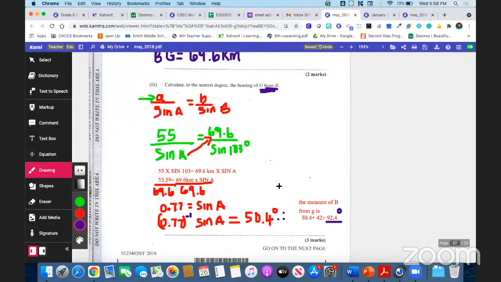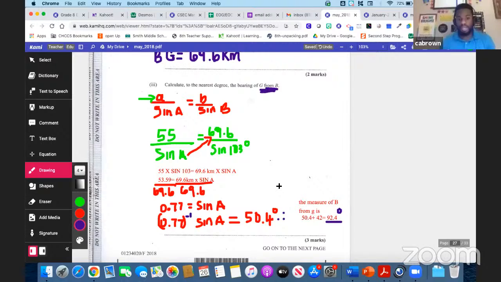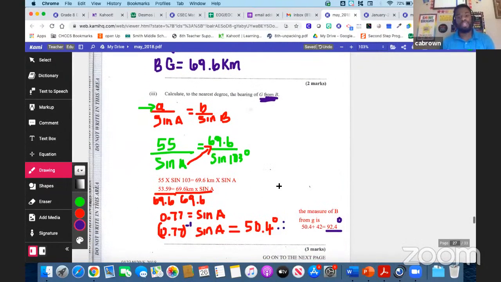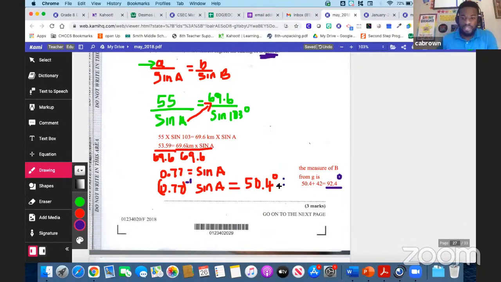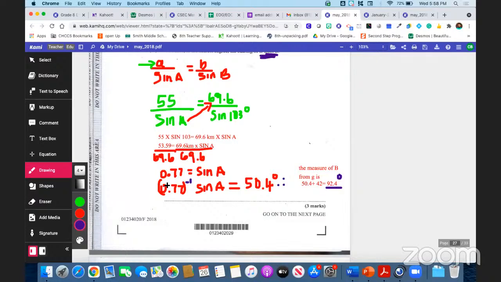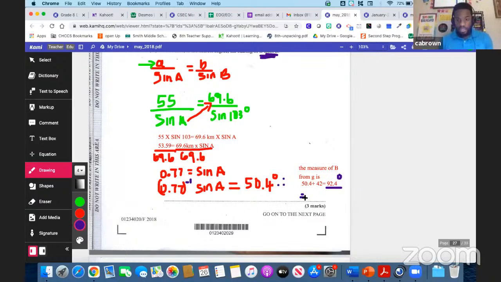Didn't he say nearest degree, sir? Did it say that? Oh, yes, it did say to the nearest degree. All right, so to the nearest degree, if it's 92.4, what would I have? Would I have 92.4 or would I have 92? 92, sir. It will be 92. Thank you for that observation. So yes, it indeed said to the nearest degree. So this is 92. All right, good.